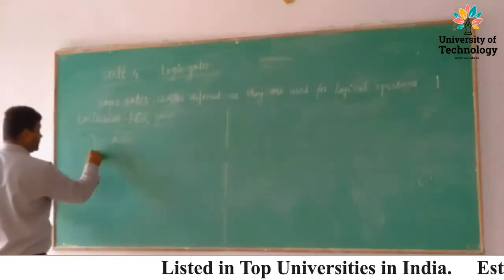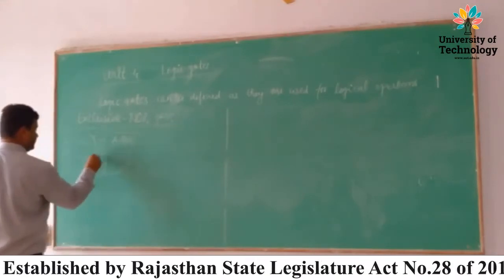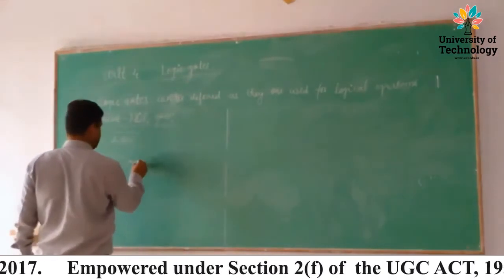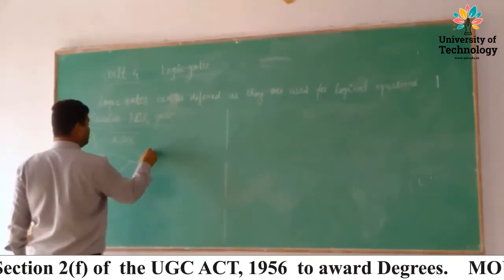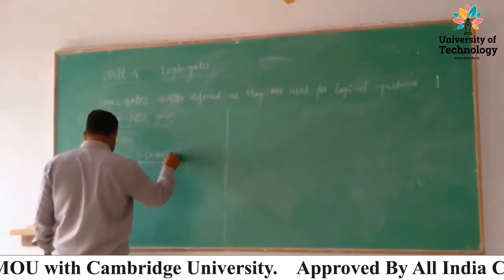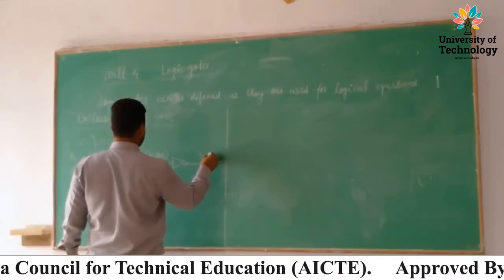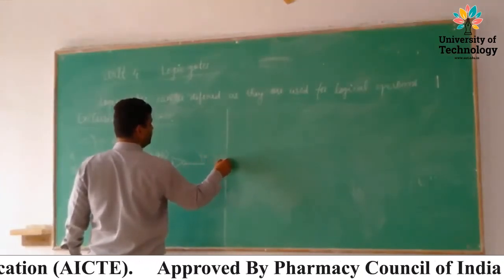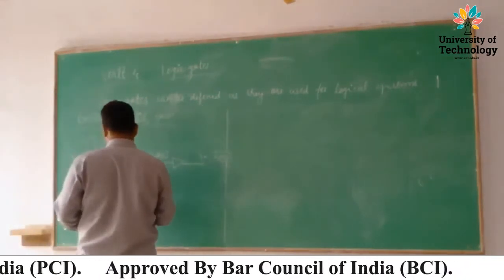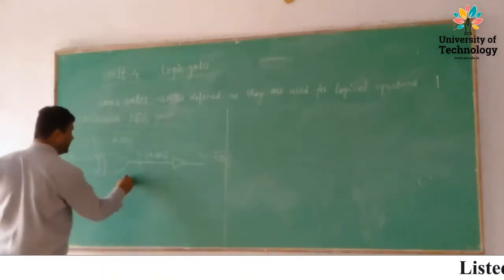Now we will make the symbolic diagram. Inputs A, B, output Y equal to A exclusive B. Further using NOT gate, then output will be Y equal to A exclusive B bar.